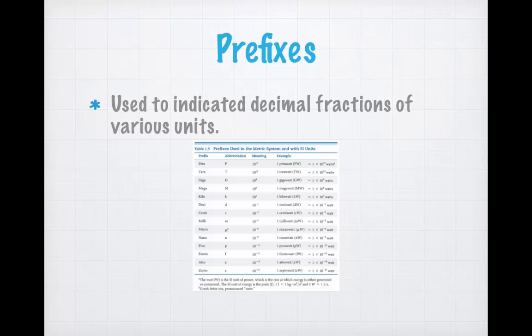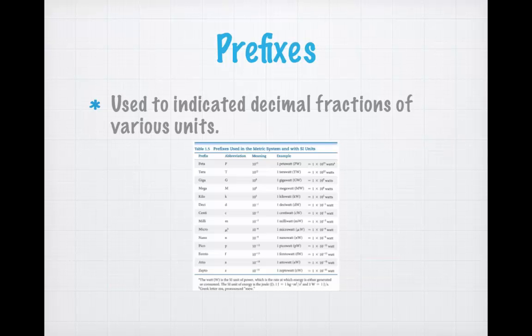So I'm going to continue with the Unit 1 lecture by talking about prefixes. Now you've probably had a lot of experience with prefixes, but just as a review, prefixes are used to indicate decimal fractions of various units. So a common prefix that we use is the prefix milli. Now, for example, if we're talking about volume, there are 1,000 milliliters in 1 liter.